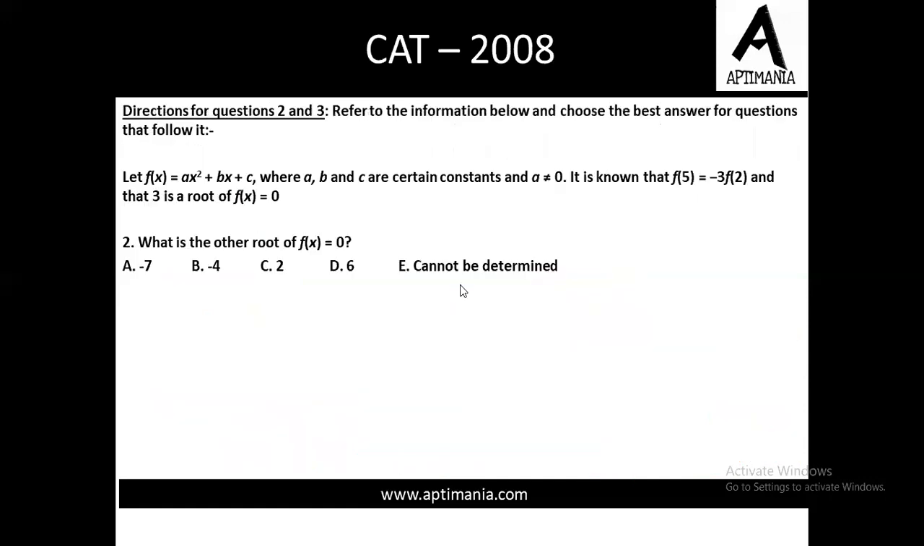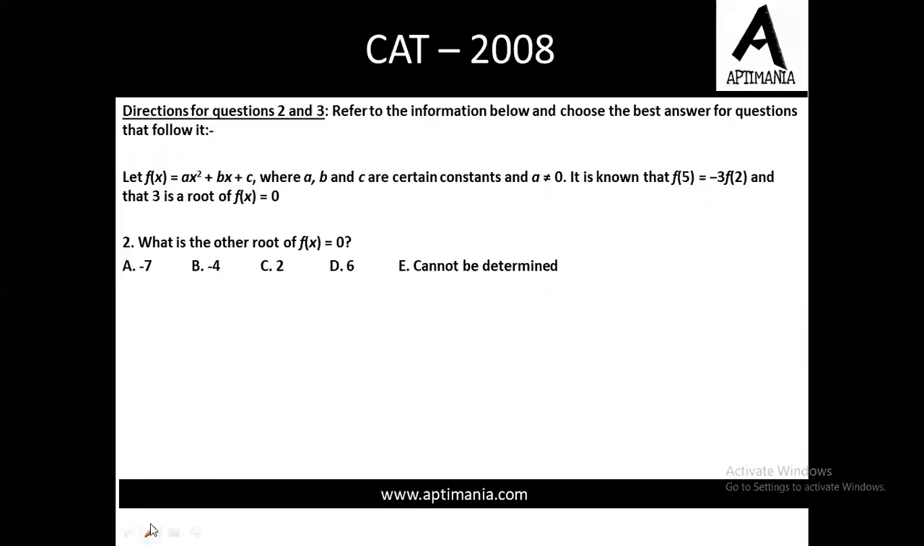Let's go ahead to the next question. Question number 2. Here are two different questions which are based on the same concept or the same data we provided. The data is fx equal to ax square plus bx plus c, where a is not equal to 0, and f5 equals minus 3f2.